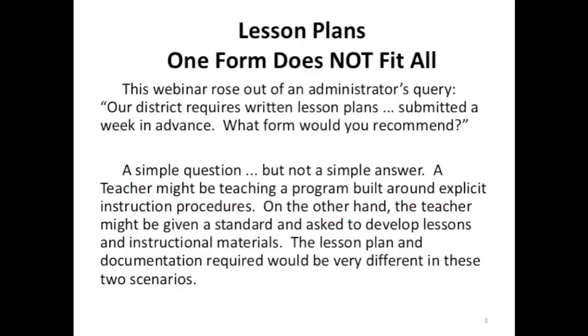So I sent you this brief explanation of today, and it came directly from an administrator that I had in the summer TOT, and said this: our district requires written lesson plans submitted a week in advance. What form would you recommend? Now today, as I went through all the lessons from different districts that I'd worked in, I did put up some potential forms, and you have them as a doc file and a PDF file so that you could alter them and use them. So you're getting the PowerPoint and PDF and a doc file and a PDF for this session. And as I said here, it seems like a simple question, but it's not a simple answer. And that is what we're going to explore today.